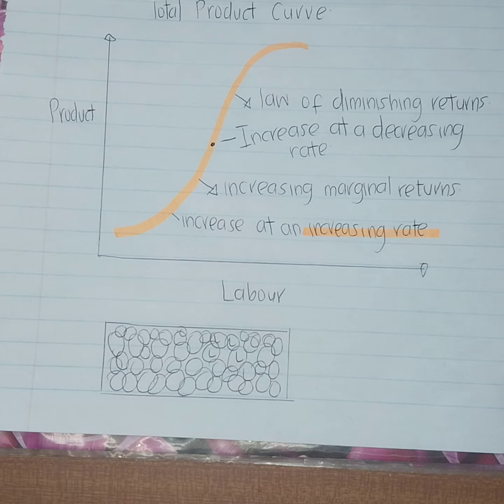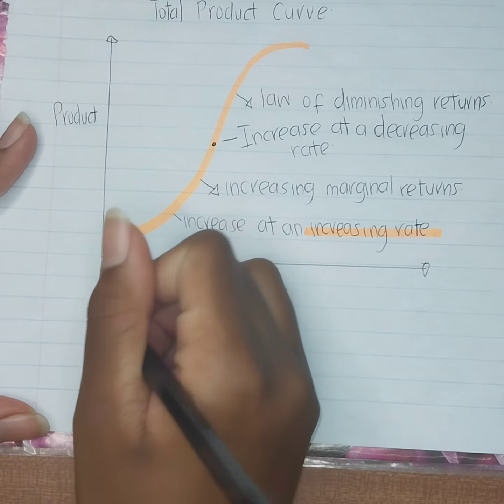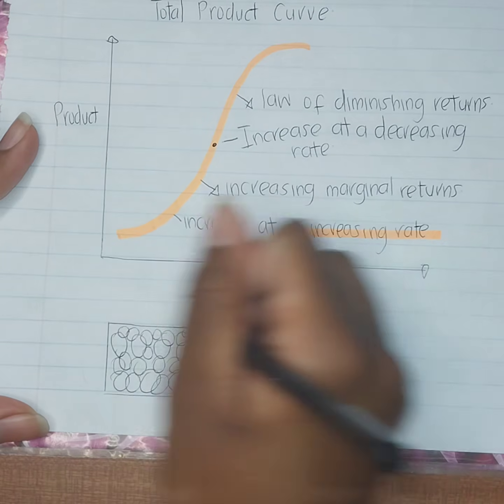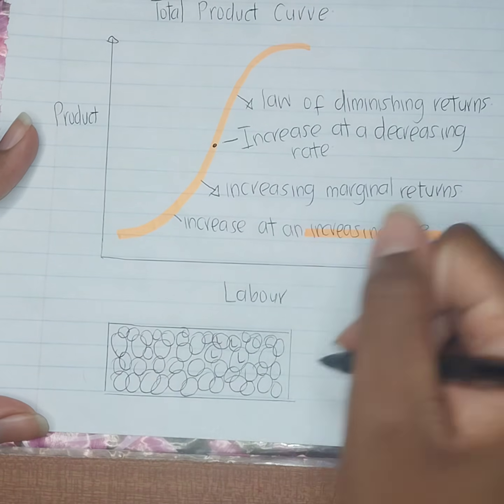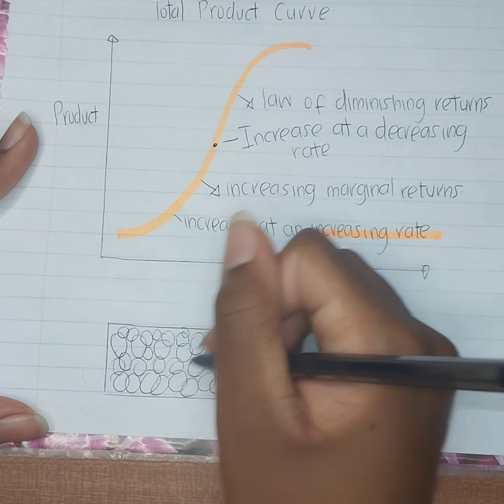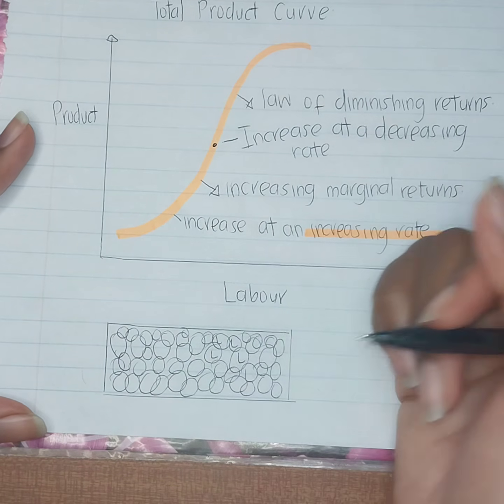So basically that's what we are saying, that if you keep on adding variable factors to fixed, like capital, fixed labor, fixed plant size, then it will get to such a point that even that labor that you are adding won't be as productive as it was before.